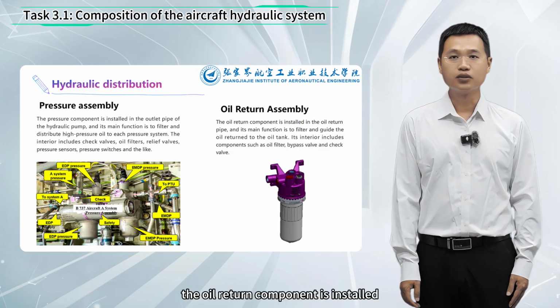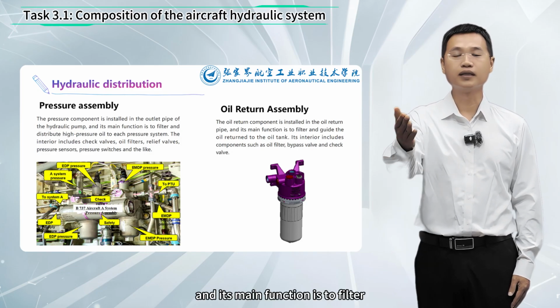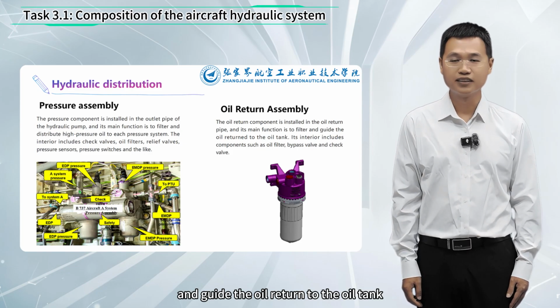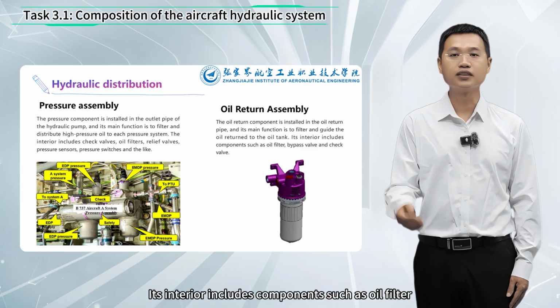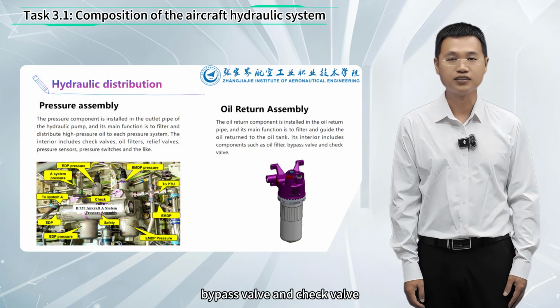The oil return component is installed in the oil return pipe, and its main function is to filter and guide the oil return to the oil tank. This interior includes components such as oil filter, bypass valve, and check valve.